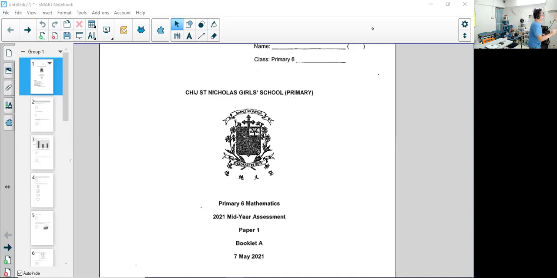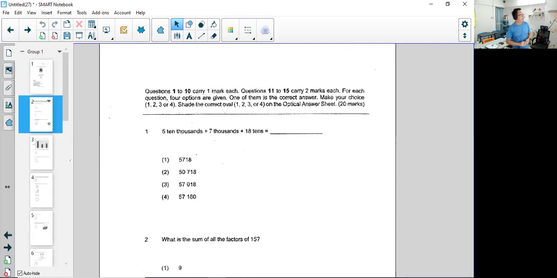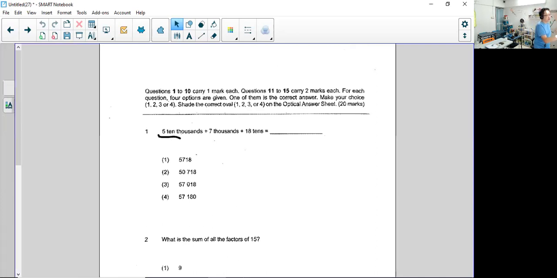So let's start with question 1. 5 10,000s, 7,000s plus 18 tens is equal to what number? For this question, you will need to change every word into a numeral. So 5 10,000s means 5 times 10,000, that will be 50,000. And then for 7,000s, you just have to add 3 zeros behind, and for 18 tens, just add 1 zero behind.